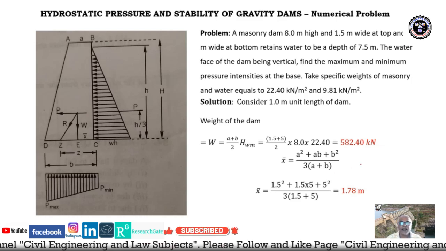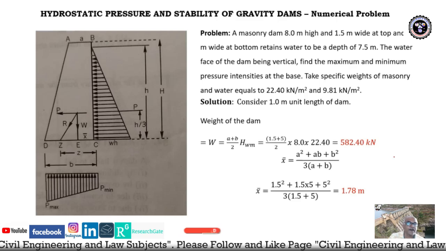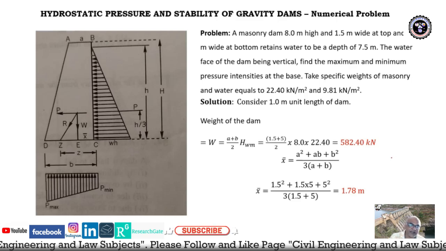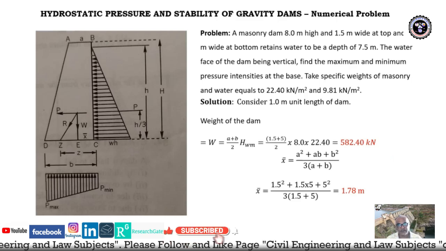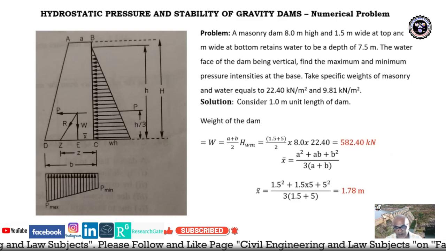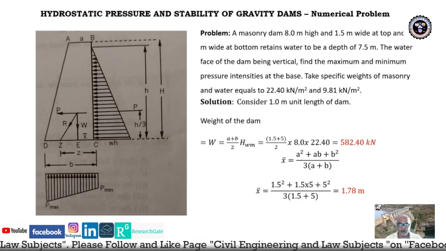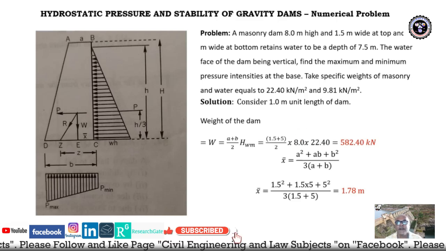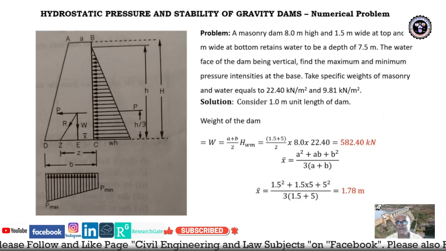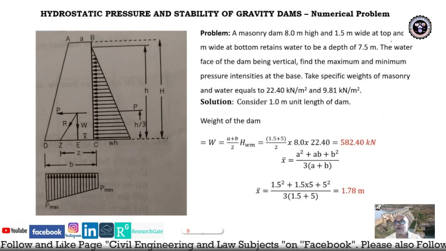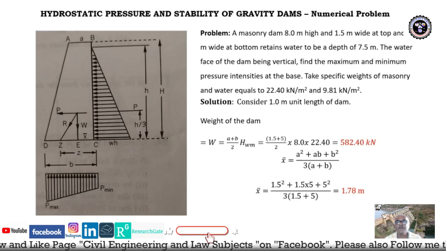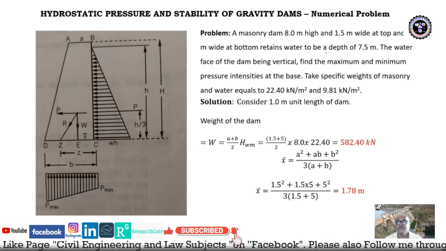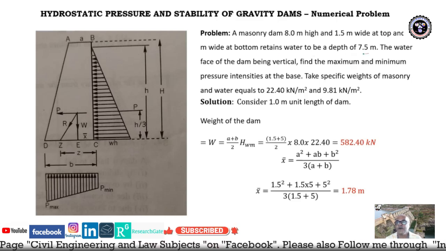Okay, P is the water pressure and W is the self weight of the dam. That's all we will consider in today's lecture, on today's topic. So let us go for the problem. A masonry dam 8 meter high and 1.5 meter wide at the top and 5 meter at the bottom retains water to a 7.5 meter height.